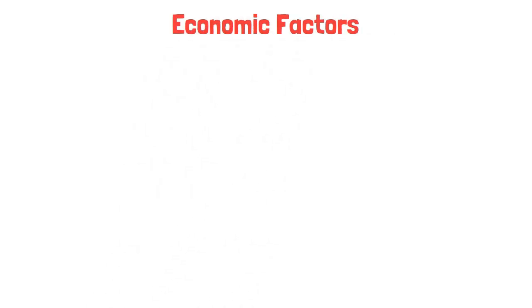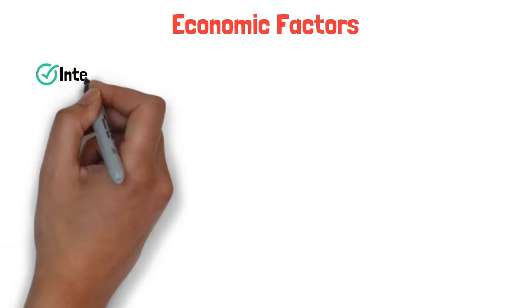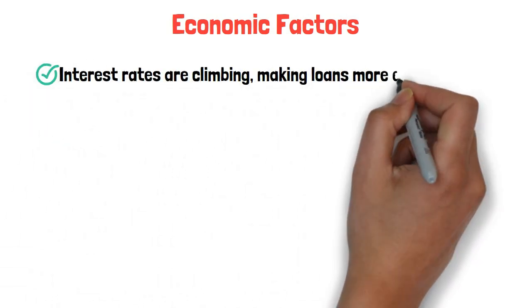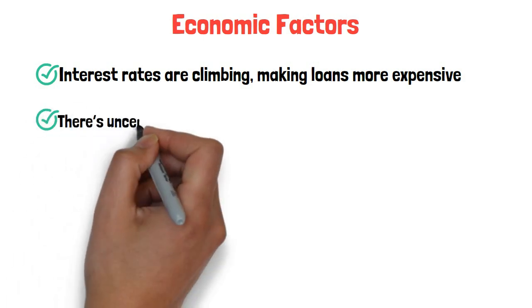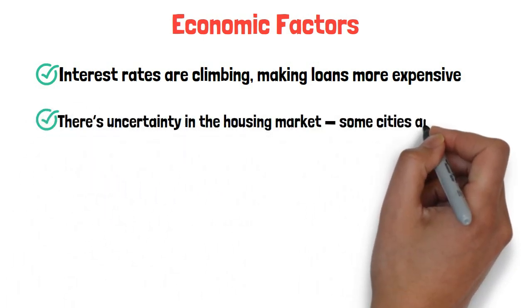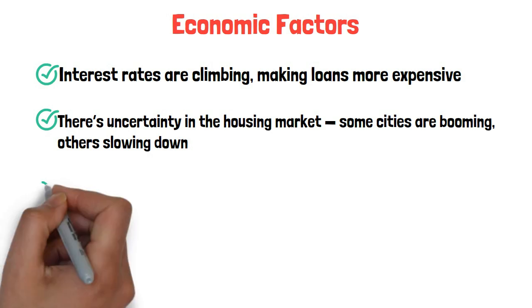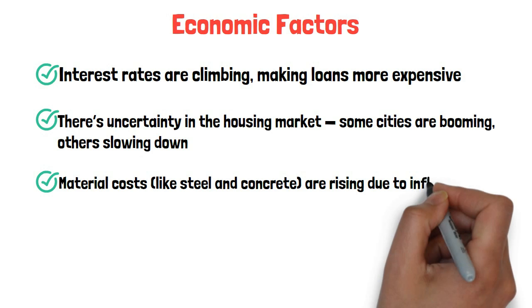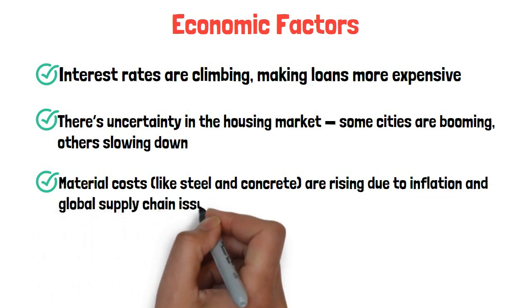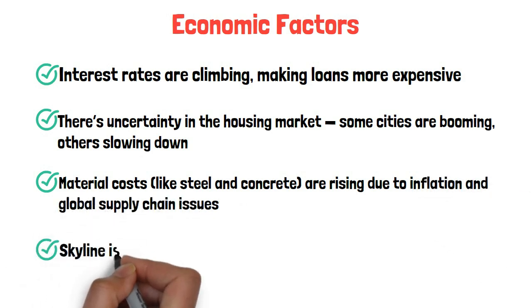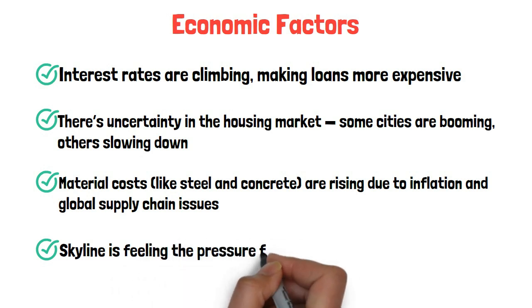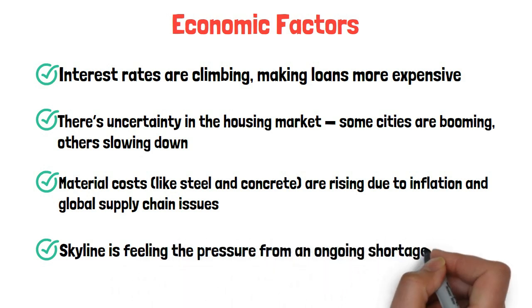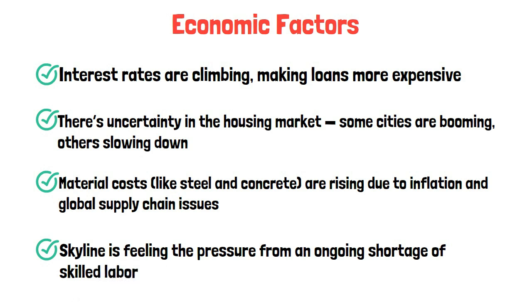Economic factors. Let's talk about money. Interest rates are climbing, making loans for big projects more expensive. There's uncertainty in the housing market. Some cities are booming, others slowing down. Material costs, like steel and concrete, are rising due to inflation and global supply chain issues. And like most construction firms, Skyline is feeling the pressure from an ongoing shortage of skilled labor. To stay profitable, they'll need better financial planning and possibly new pricing models.